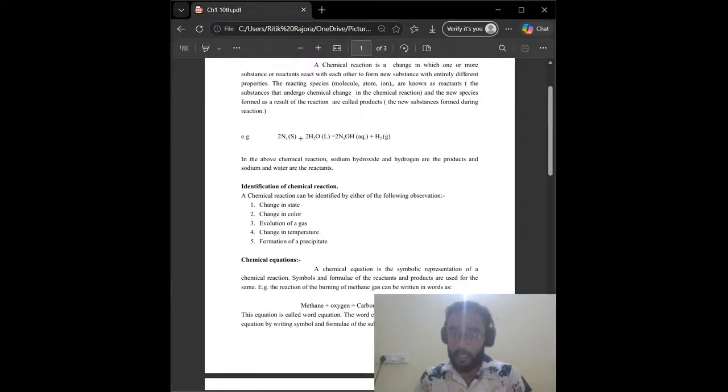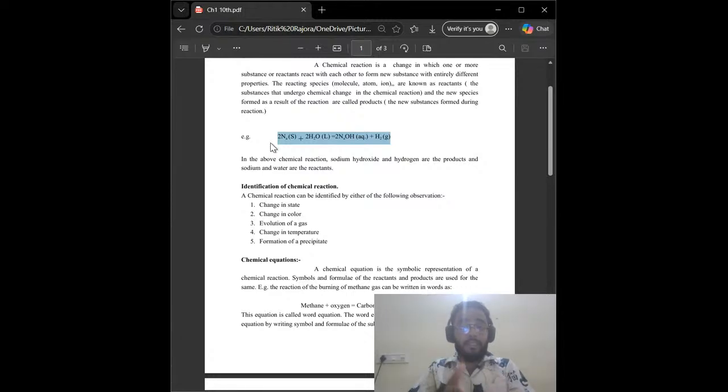That is evolution of gas. Sometimes, see this, the common example. The first reactant is sodium. The second reactant is water. The chemical representation of water is H2O. And when the reactants react with each other, they form NaOH, that is sodium hydroxide.